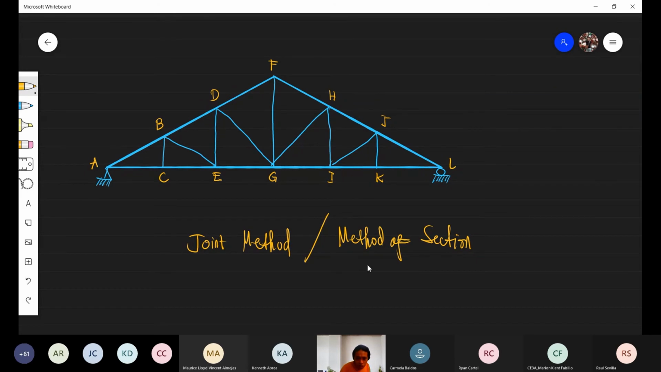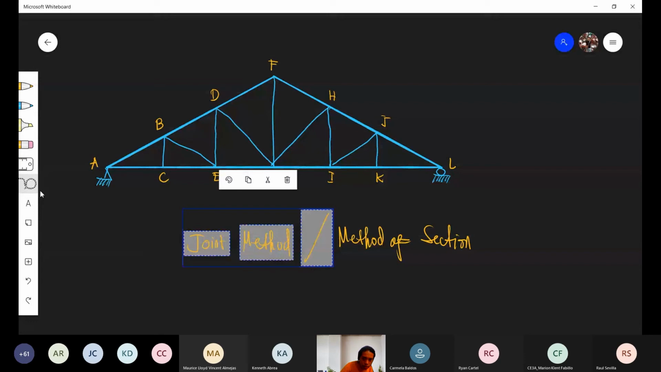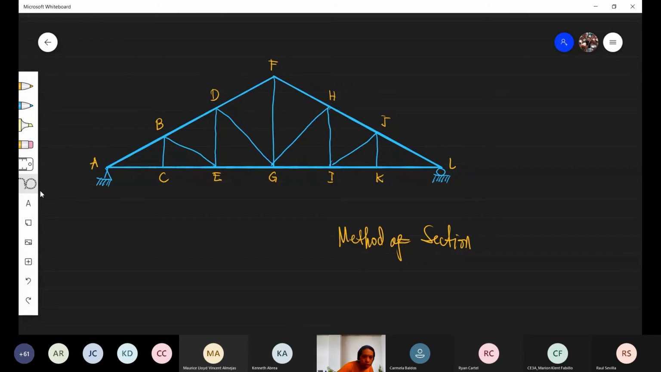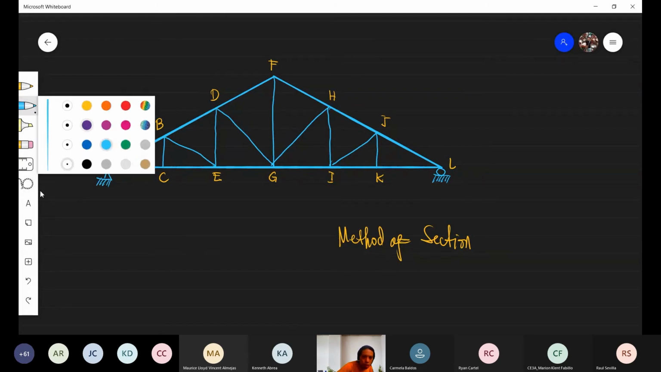Okay, so today we will discuss the method of section. I know you are all familiar with this, so this is just a review. Before that, how do we use the method of joints? Let us have an example.